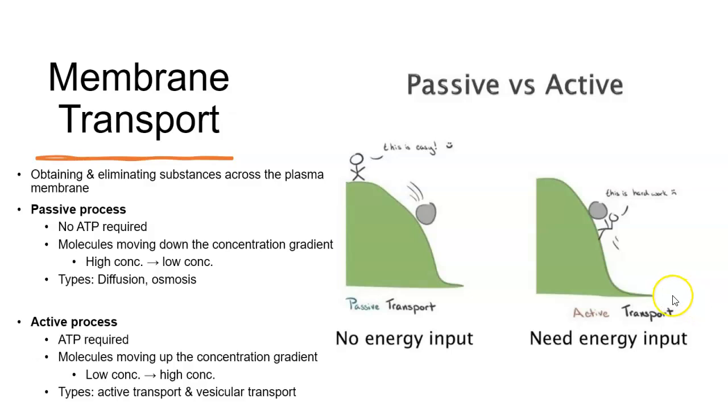So active processes would be, okay, this poor little man now has got to start at the bottom of the hill and push the rock all the way up. No energy needed for down the hill. Lots of energy needed to go up the hill, okay? So the other key thing to remember here is with a passive process, molecules are moving from where there's more to where there's less to try to reach an equilibrium.